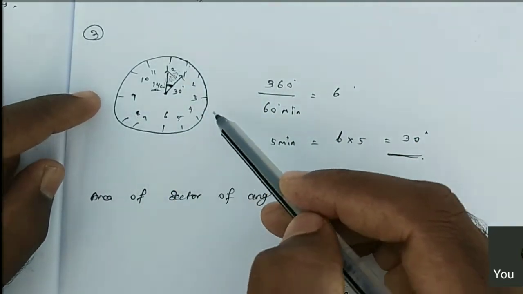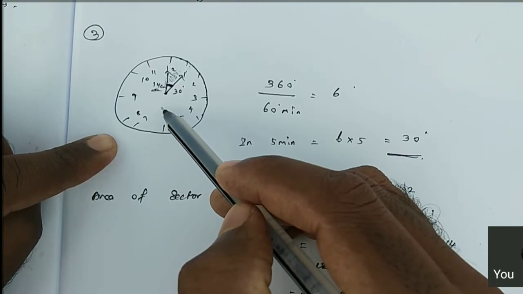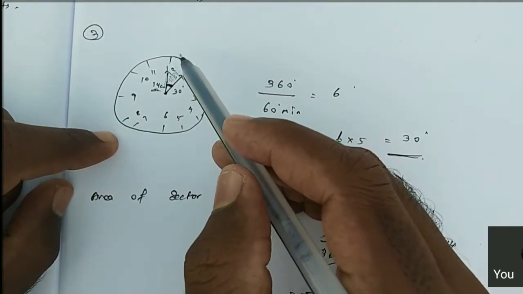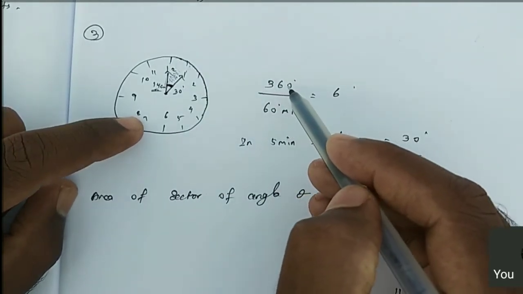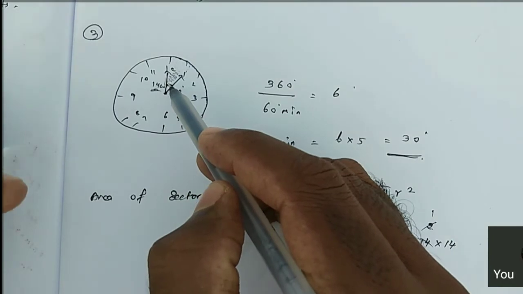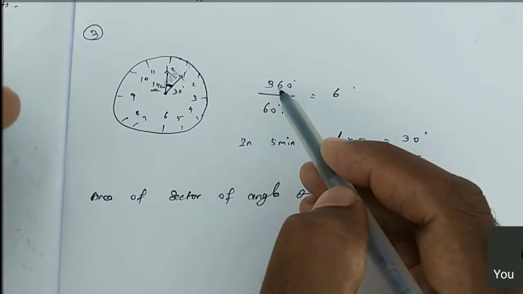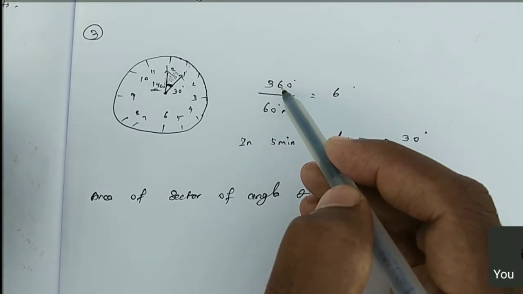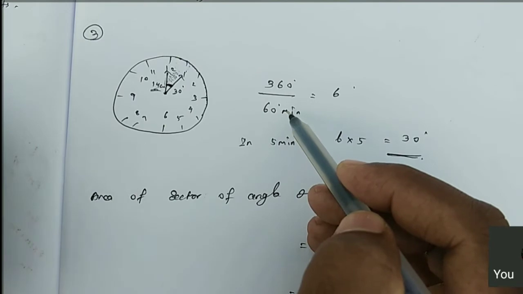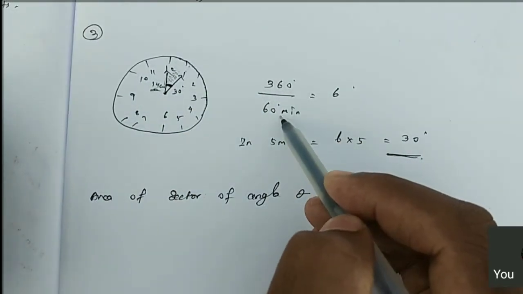Listen, in this entire clock, it is 60 minutes, right? So it is a circle, 360 degrees. So now the entire circle is 360 degrees. For 60 minutes, what is the 1 minute angle? That is, the 60-minute angle is 360. For the 1 minute angle, we should divide 360 by 60. Very clear? For the 360-degree angle, it is 60 minutes.